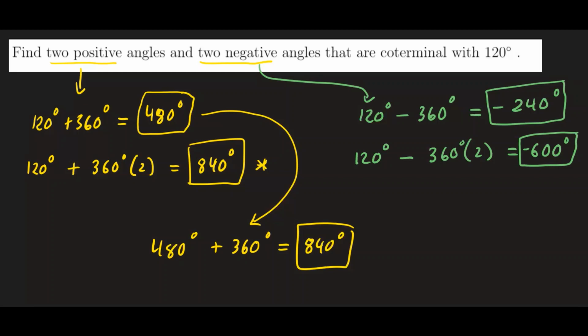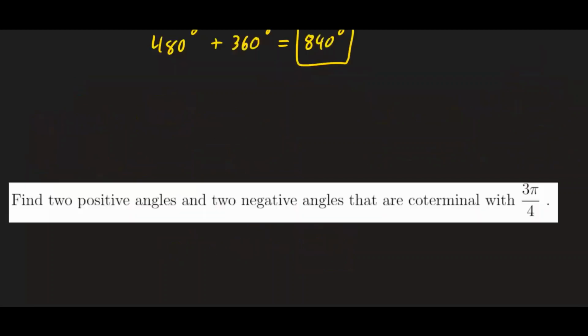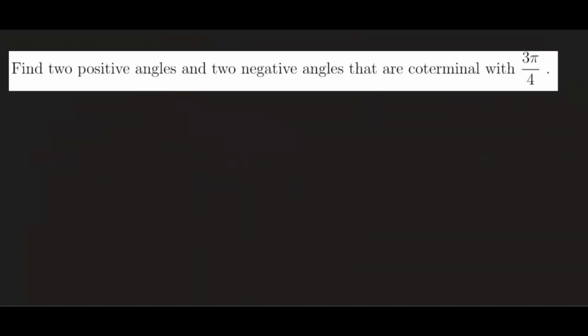Okay, now let's do ones that have a radian measure, not degrees. The idea is the same. You're going to add 360, but 360 is equivalent to 2 pi. So you're going to add one cycle of 2 pi, and then for the second coterminal, you'll be adding 4 pi, because that's 2 cycles of 2 pi, which is 4 pi.